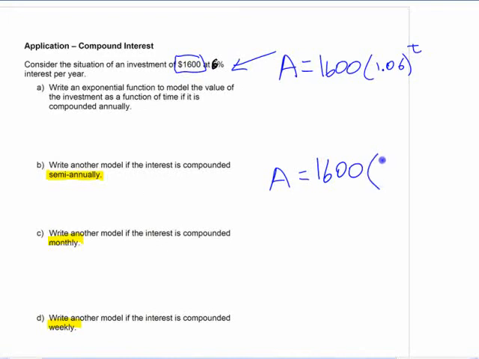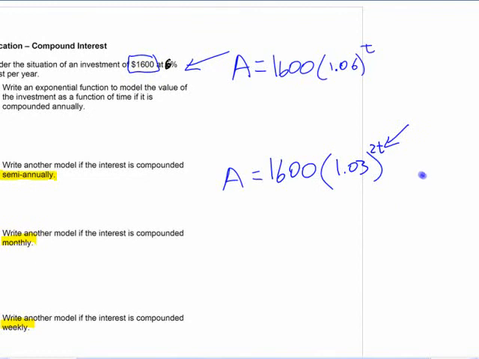So you get 1.03, but how many times do you get paid that interest? So there's going to be 2t up here, twice as often. Because it's happening twice as often, right? Half the interest, twice as often.